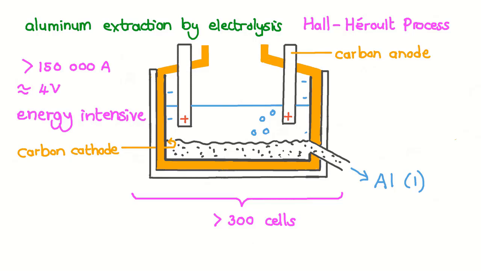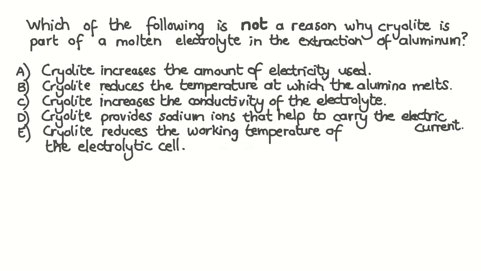Now it's time to practice. Which of the following is not a reason why cryolite is part of a molten electrolyte in the extraction of aluminum? A. Cryolite increases the amount of electricity used. B. Cryolite reduces the temperature at which the aluminum melts. C. Cryolite increases the conductivity of the electrolyte. D. Cryolite provides sodium ions which help to carry the electric current. Or E. Cryolite reduces the working temperature of the electrolytic cell.